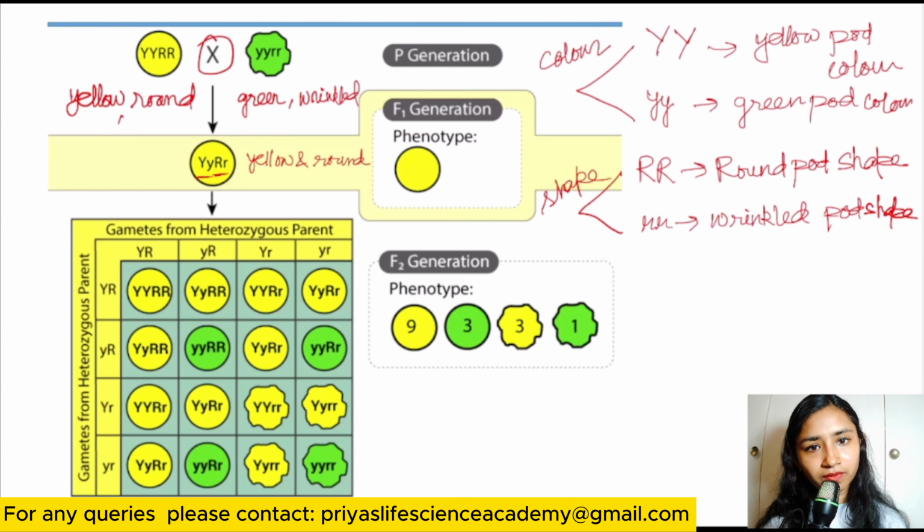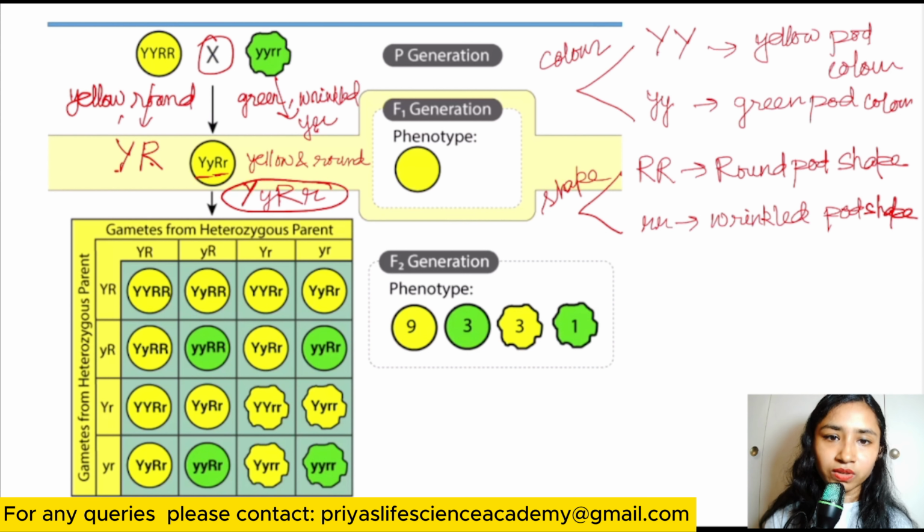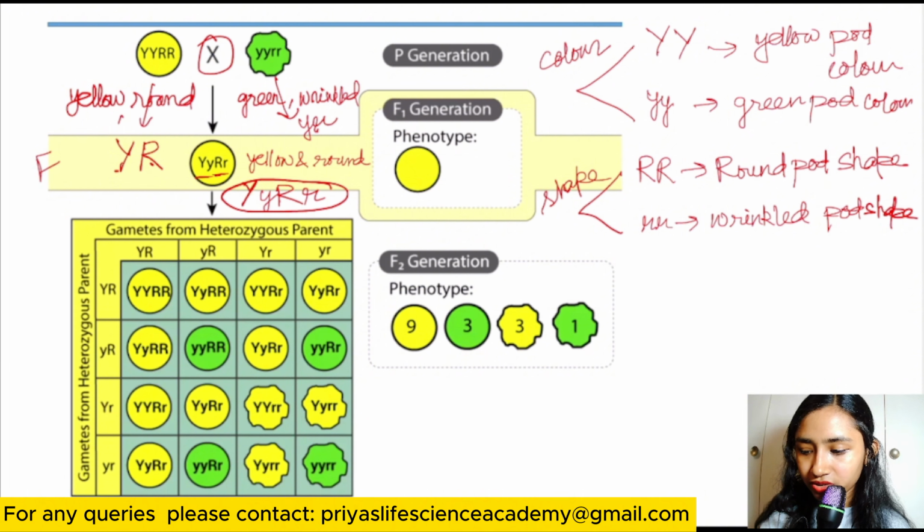From here you can see the gametes will be one type only, capital Y, capital R. Gametes will be small y, small r, and when they are mixed we can get capital Y, small y, capital R, small r. So this is the genotype and the phenotype is yellow and round. And this is the F1 generation.